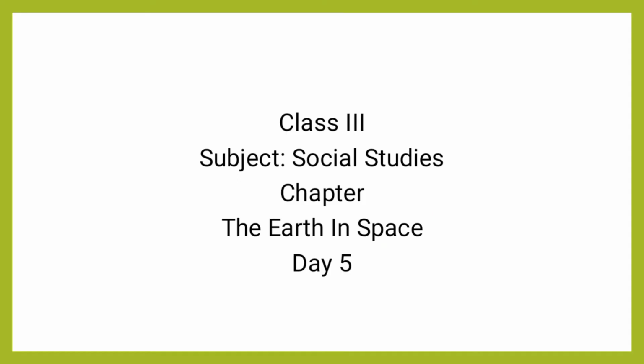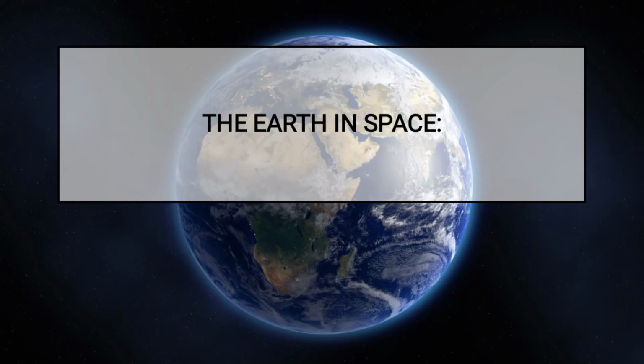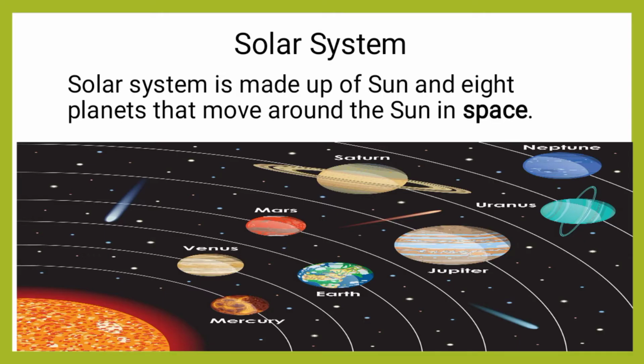Let's begin our class, subject Social Studies, chapter The Earth in Space. Students, this is our recapitulation class. Solar System. The Solar System is made up of the Sun and 8 planets that move around the Sun in space. You can see in this picture 8 planets are revolving around the Sun.